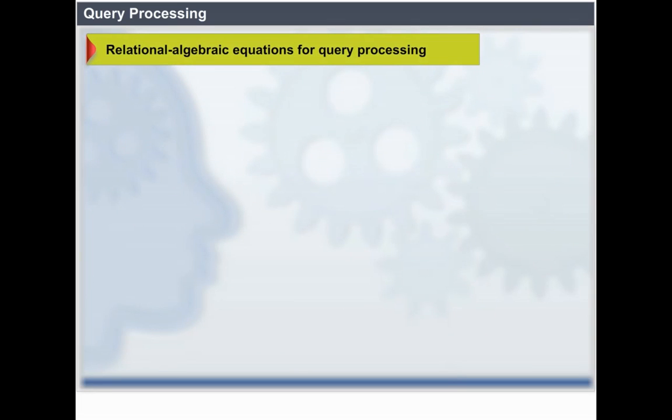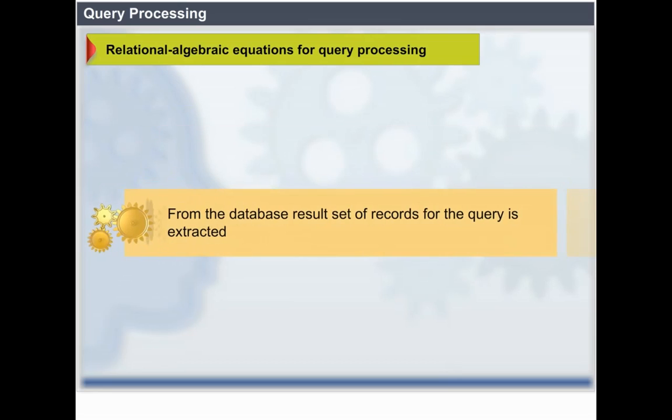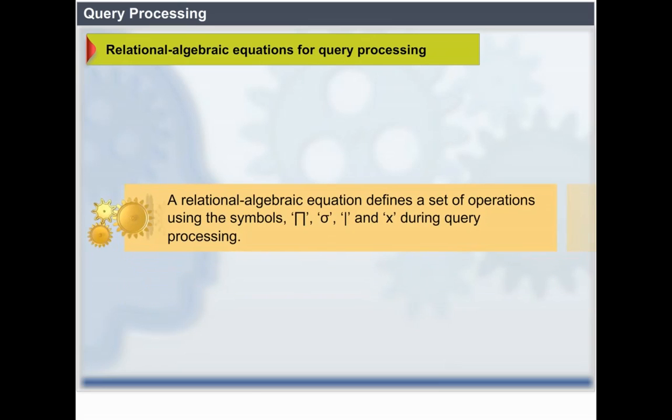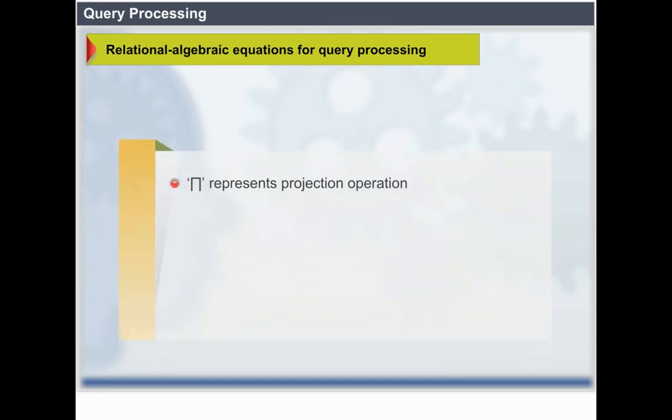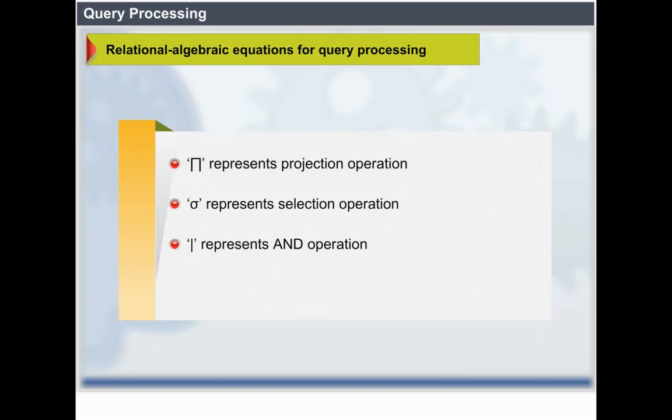Relational algebraic equation for query processing. Queries are sent for a read operation during a transaction with the database. The result set of records for the query is extracted from the database. A relational algebraic equation defines a set of operations using the below symbols, which represent projection operation, selection operation, AND operation, cross-check and matching operation.